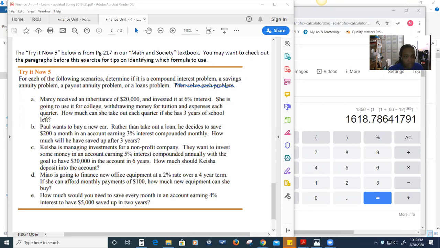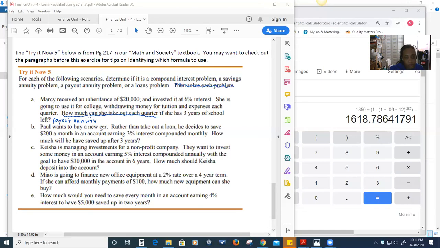Okay, so let's think about what happened here. She took her $20,000, put it in an investment, and now she's gonna be withdrawing money every quarter. She's making regular withdrawals. She's paying herself. So this is the payout annuity.